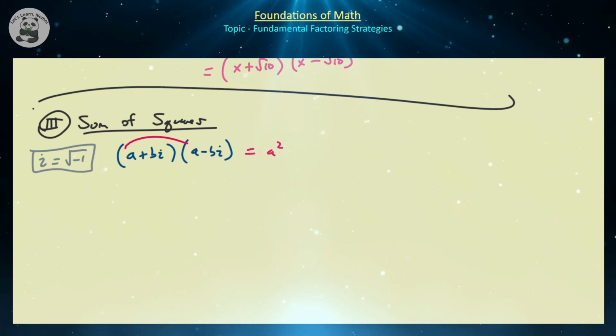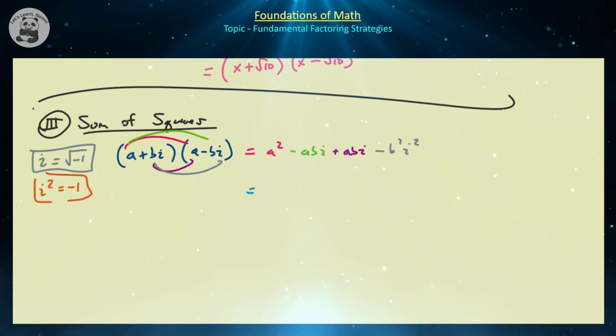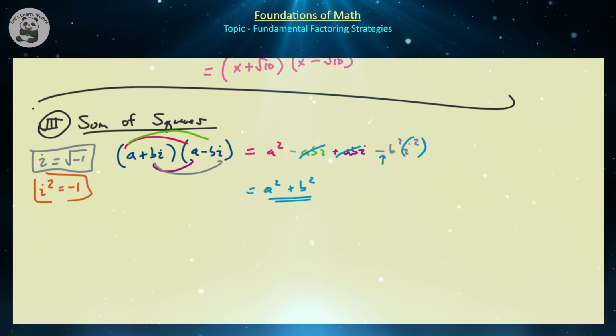So we're going to have a squared minus abi, and then plus abi, and then we're going to have minus b squared i squared. Keep in mind, if i is equal to the square root of negative 1, that means i squared will be equal to minus 1. So that means this is just equal to a squared, those two cancel. That's just equal to negative 1, which is going to turn that minus into a plus. So we're just going to be left with a squared plus b squared, which is the sum of two things squared.